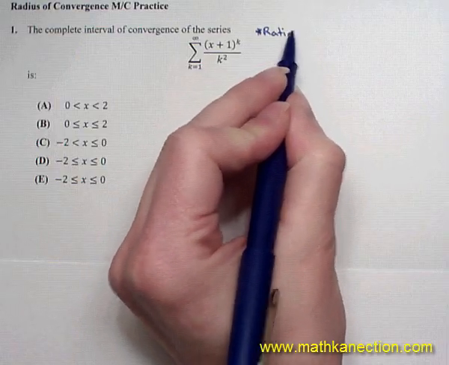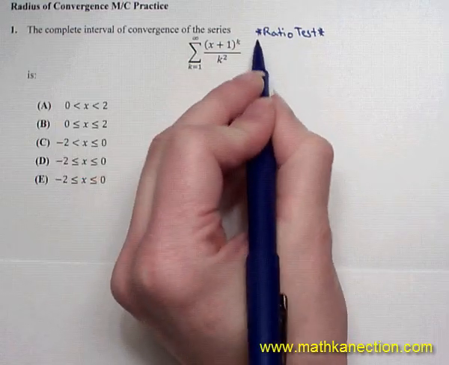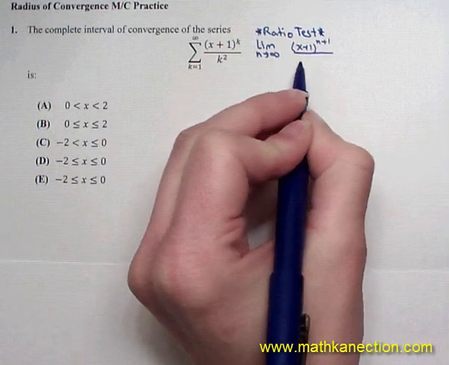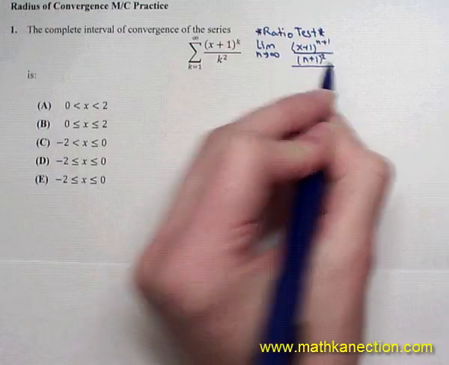So to determine the interval of convergence, I'm going to use the ratio test to see if the series will converge, looking at the limit as n approaches infinity of the a sub n plus 1 term over the a sub nth term.